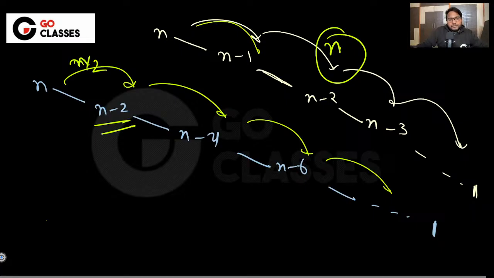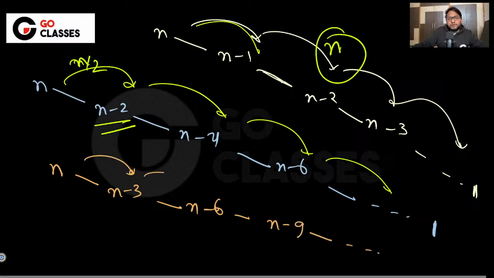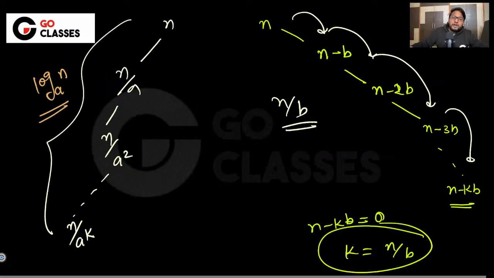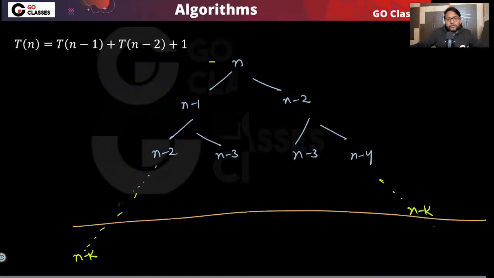Similarly, let's suppose you have n, and if you subtract by 3: n, n minus 3, n minus 6, n minus 9, and so on, then after how many levels will it become 0 or 1? N by 3, right? If you're subtracting by 3, then n by 3. Similarly, if you're subtracting by 1, then n levels here, and here n by 2 levels. So these are the n by 2 levels, these are n levels.